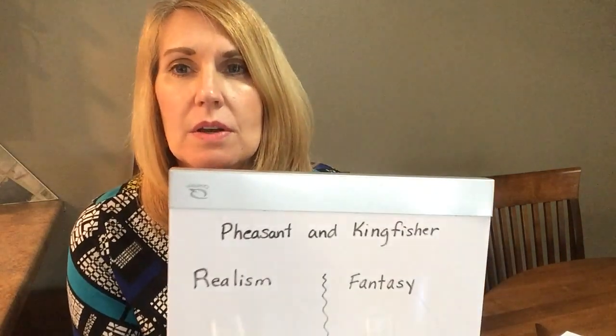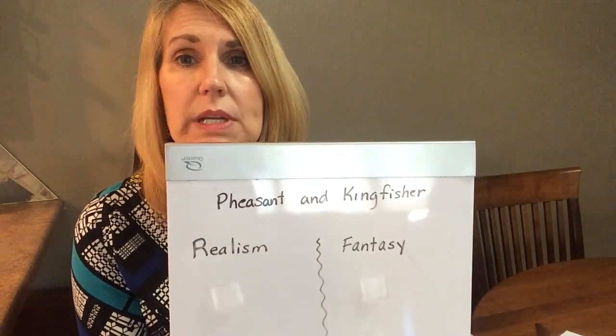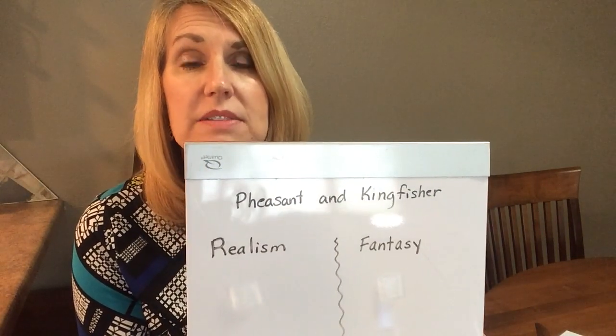Today is Wednesday, May 20th, and we're going to start today with a little activity that relates back to the story we read yesterday, Pheasant and Kingfisher. And I want you to think about that story, and we are going to do a little sorting event. We are going to compare the events from Pheasant and Kingfisher and think about what is realism and what is fantasy.